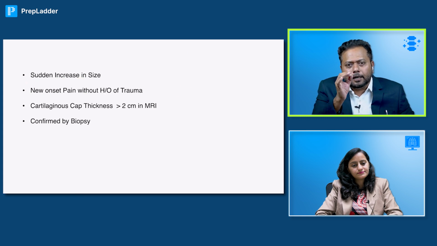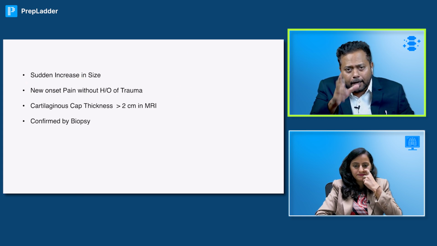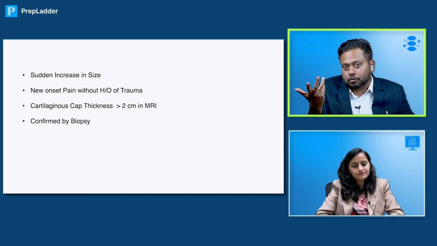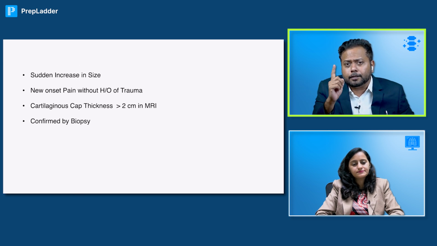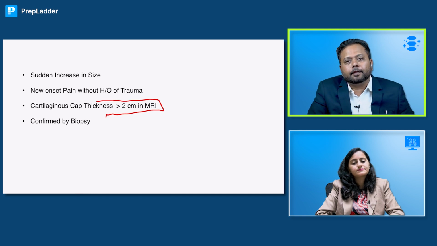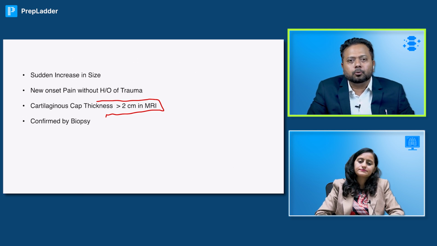And what are the clinical signs, or what are the important things that will tell you that it has gone for malignant transformation? Sudden increase in size, sudden unbearable pain, new onset pain without trauma. Number 3, very important, it's an MRI finding. When the cartilaginous cap thickness exceeds 2 millimeters on MRI, definitely there's a high chance that this guy is going for malignant transformation. That is why with new onset pain in osteochondroma, don't hesitate to do MRI.